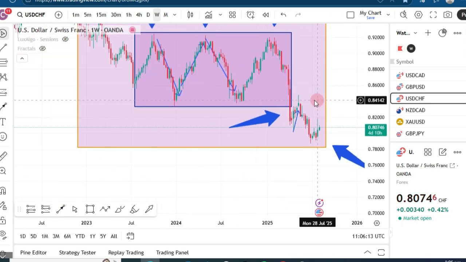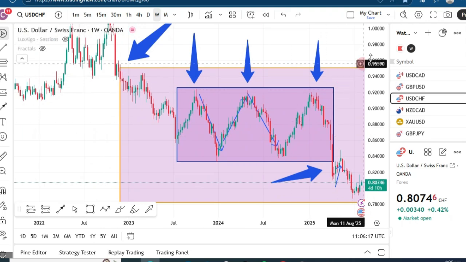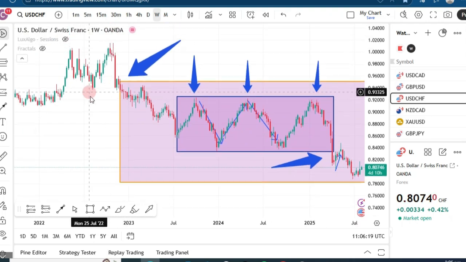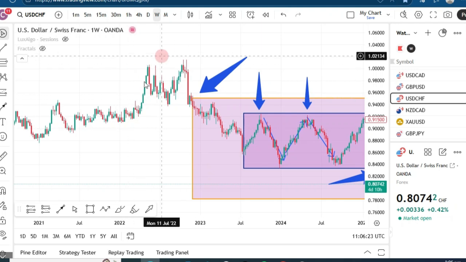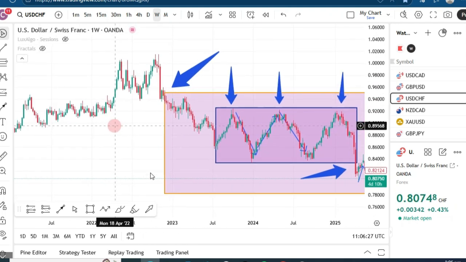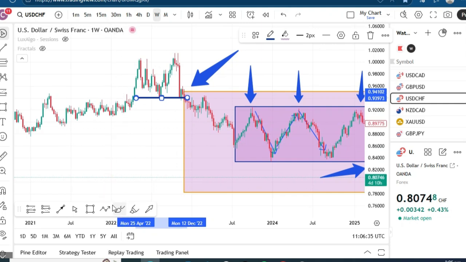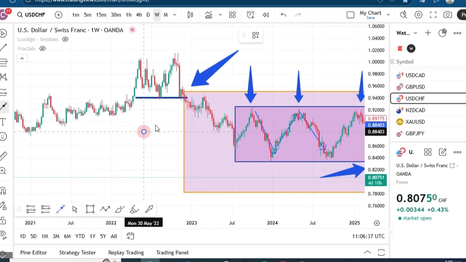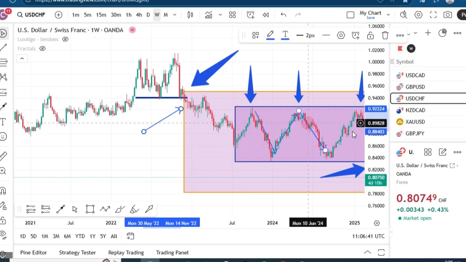Now looking at the way that price has been behaving on USD CHF, you can see that price was actually consolidating around this area over here, and it could not go beyond this mark until there was a breakout period at this area. That is when price started to go down and it started consolidating again.